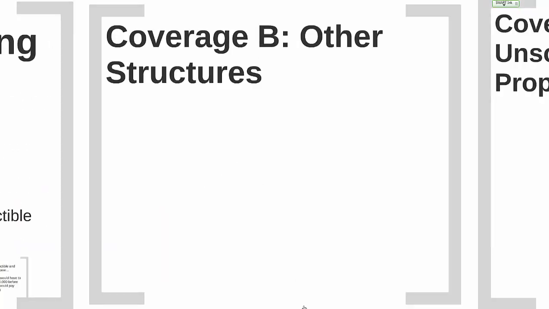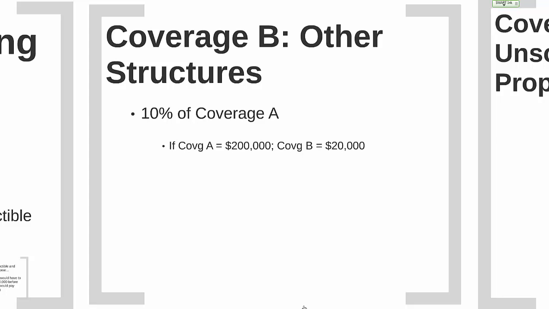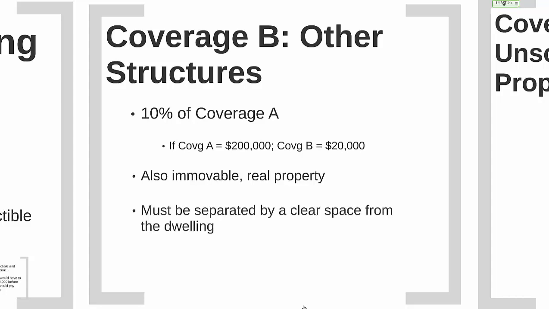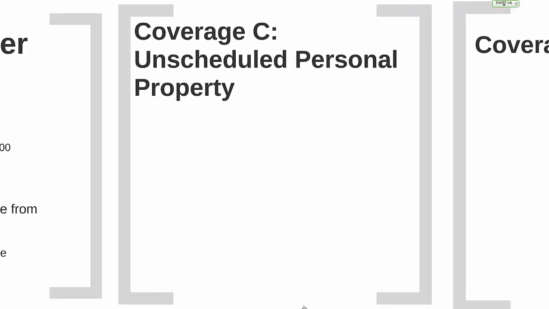Coverage B, other structures, is, as I said, based off the coverage limit of coverage A. It is 10%. So, if coverage A is $200,000, coverage B would give you $20,000 of coverage. Coverage B also covers immovable real property. The difference is that the property is unattached to coverage A, or to the main home. It must be separated by a clear space from the dwelling. For example, you might have a pool house, or a garage, or a mother-in-law quarters that is not connected to the main dwelling.